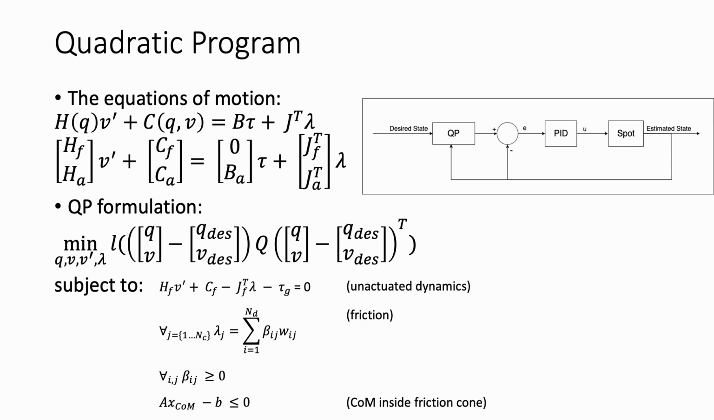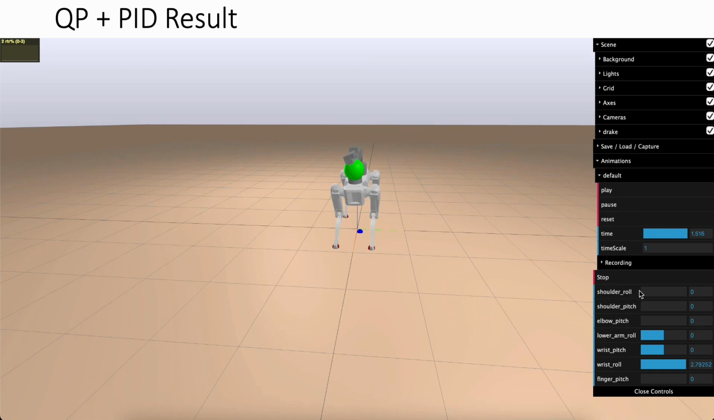subject to the unactuated dynamics, the friction constraints, and the balance constraint, that keeping the center of mass inside the forelegs. And this is how it performed.